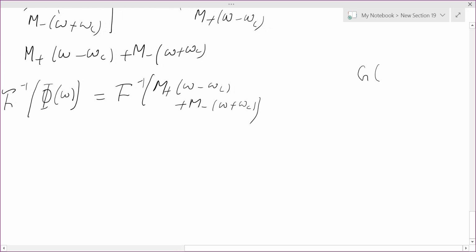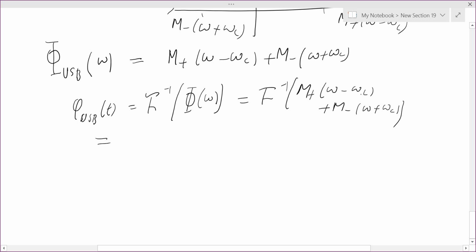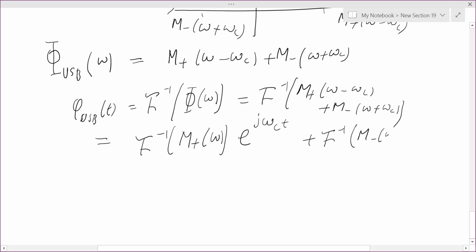If you have G of omega and you know its Fourier inverse is G of t, what will be the Fourier inverse of G of (omega minus omega c)? That will be G of t e to the power j omega ct, correct? So Fourier inverse of M plus (omega minus omega c) will be Fourier inverse of M plus of omega e to the power j omega ct, plus Fourier inverse of M minus of omega e to the power minus j omega ct.